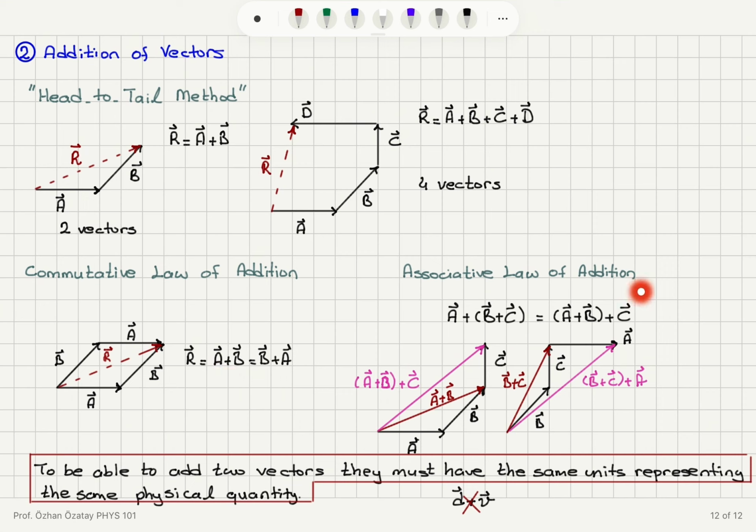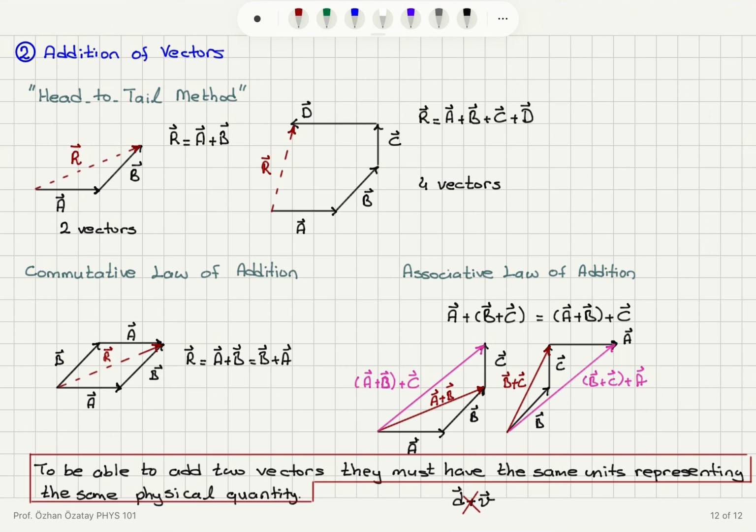We also have the associative law of addition: A plus (B plus C) is (A plus B) plus C. We can show that here is vector A, here is vector B, here is vector A plus B. If we add to it vector C, we obtain (A plus B) plus C. This is the vector in purple.